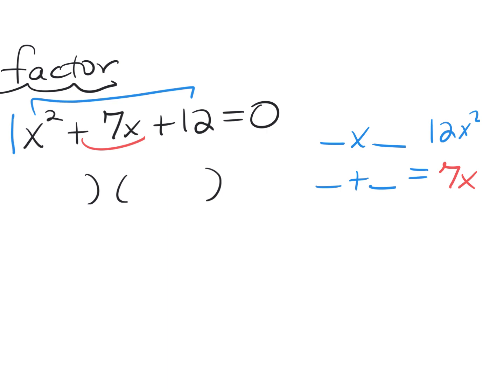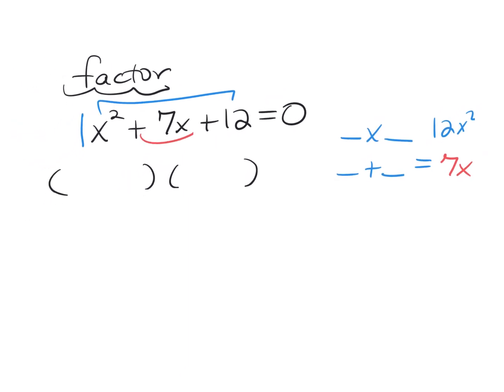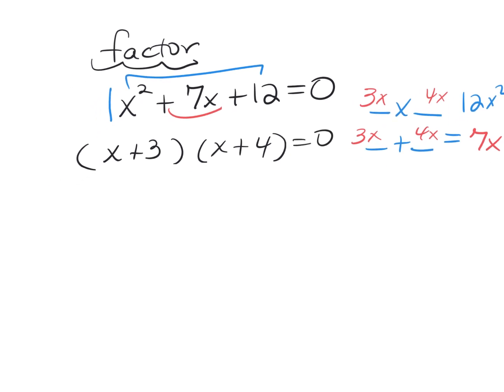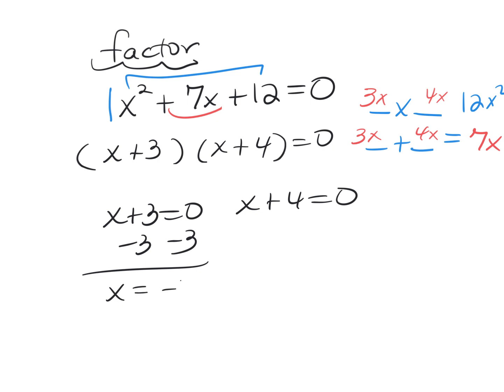3 and 4. Okay, so if I give you a question and it ends up being a factoring question, this is the process. So 3x and 4x, because when you multiply it, you get 12x squared. And then here, when you add those same two numbers, you get the 7x. And then we can go right into our binomials. It'll be x plus 3 and x plus 4. And then if it asks you to find the value of x, then you set each one of these binomials equal to 0. And then you would subtract, and x equals negative 3, x equals negative 4.